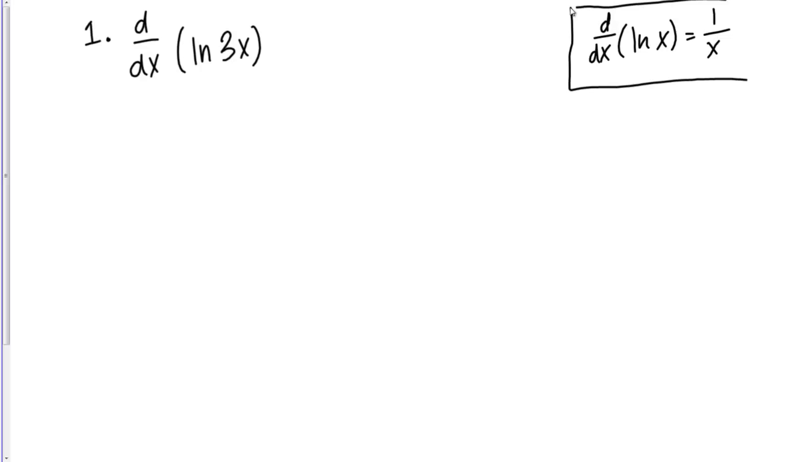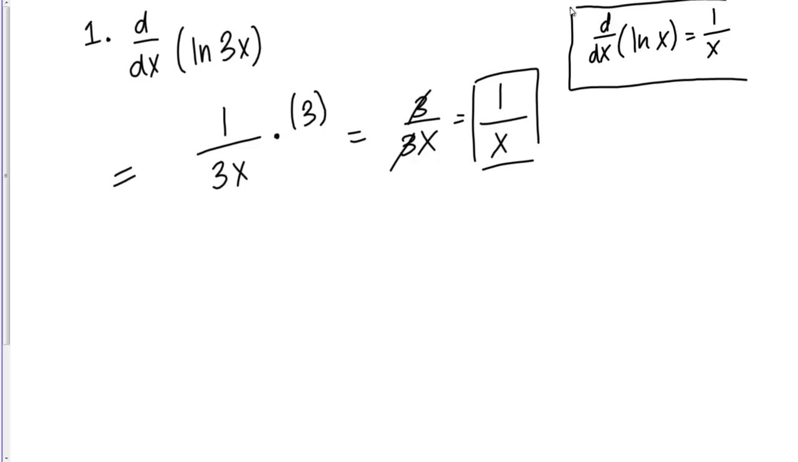Remember the chain rule says that whenever you have an outer function and an inner function, the derivative is the derivative of the outer function, keeping the inner function in there, times the derivative of the inner function. So let me show you what I mean. We start by taking the derivative of the outer function. And we know that the derivative of the natural log of x is 1 over x. But I want to keep my inner function in there, so it's 1 over 3x. Just 1 over whatever's inside the natural log. But the chain rule says that I should multiply by the derivative of the inner function. So here I need to multiply by the derivative of 3x. And the derivative of 3x is just 3. So this is 3 over 3x, or 1 over x.